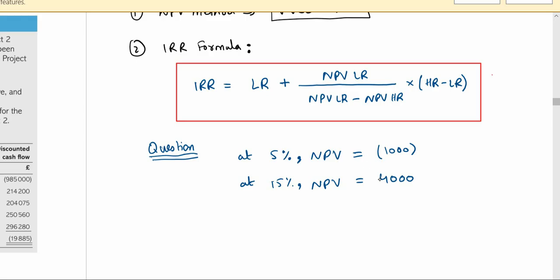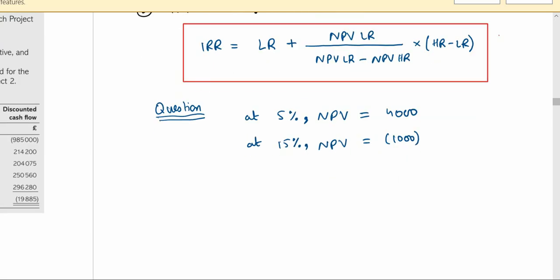So this is the negative present value at 5%. When we increase the discount rate, the present value will be lower. At 5%, the present value will be, for example, 4,000. Because we are discounting with the higher percentage, the present value will go to the negative. So this is the question.